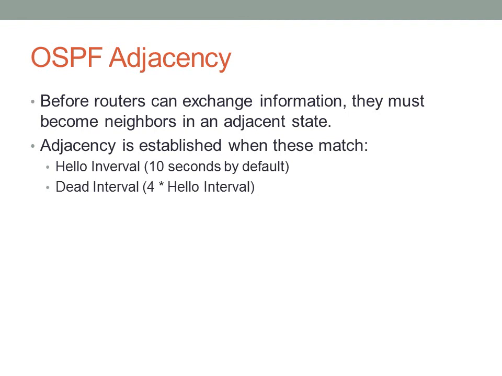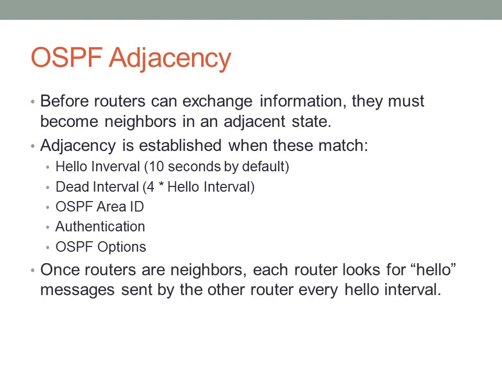The dead interval matches. This is typically 4 times the hello interval. The OSPF area ID should match, so the routers should be in the same OSPF area. The authentication credential should also match. There are also some OSPF options that should match too. I'm not going to go into those in high detail, but you need to know that they do need to match. Once the routers are neighbors, each router looks for hello messages sent by the other router every hello interval. So every 10 seconds it's expecting a hello from the router across the way.